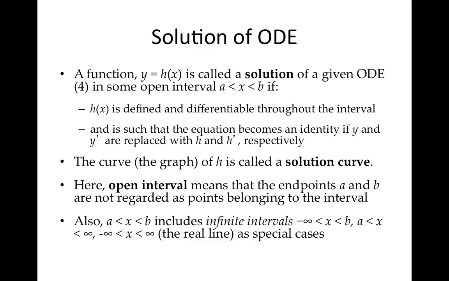So basically, we have some function h of x, and h of x is a solution to a given differential equation if the following two situations are met. First of all, that the function is defined and differentiable throughout the interval. And secondly, that if you take h of x and substitute it for y, and if you take h prime and substitute it for y prime, that the differential equation becomes an identity. In other words, the left-hand side and the right-hand side will be equal when you substitute h in your differential equation.